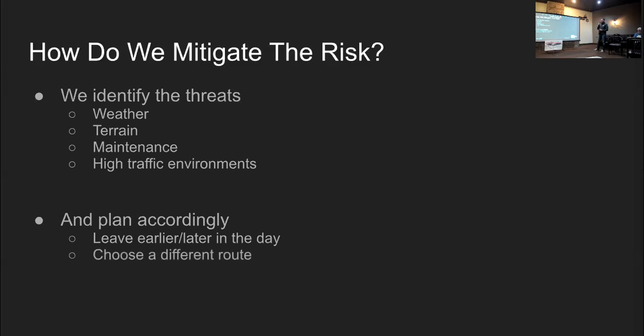Looking at our next point here, choose a different route. So terrain: if terrain becomes a factor, and we can't make it over the Cascade Mountains today because the temperatures are too hot or the airplane's too heavy, then we're going to have to reroute and have a plan B. So that's part of, again, planning according to the threats that we have already identified.